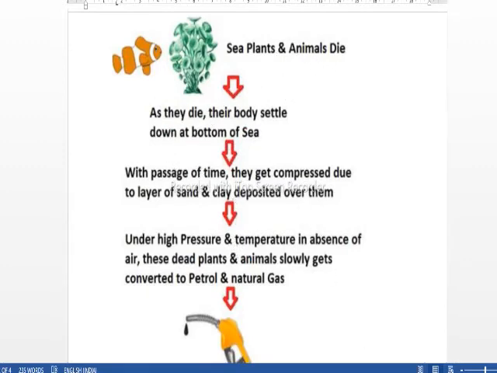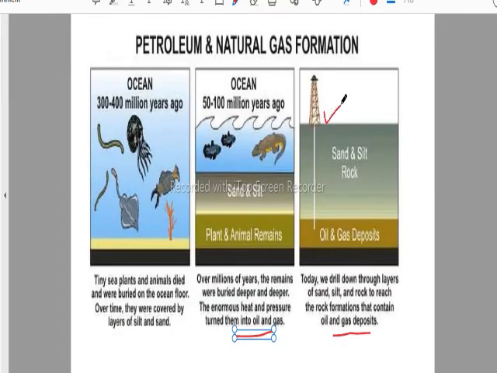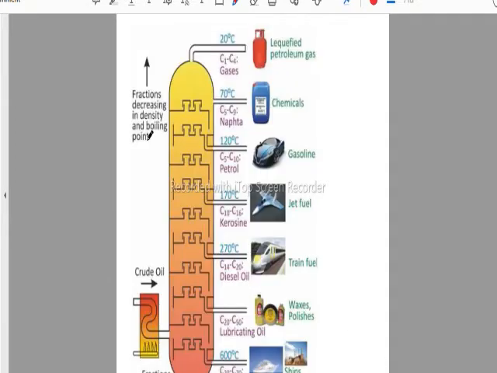See, plants and animals die, right? After they die, their bodies settle at the bottom of the sea. With the passage of time, they got compressed due to layers of sand and clay deposited over them, and then under high pressure and temperature, in the absence of air, these dead plants and animals slowly get converted into petroleum and natural gases, and these natural gases and petroleum are drilled out through the petroleum well, as we have seen here.